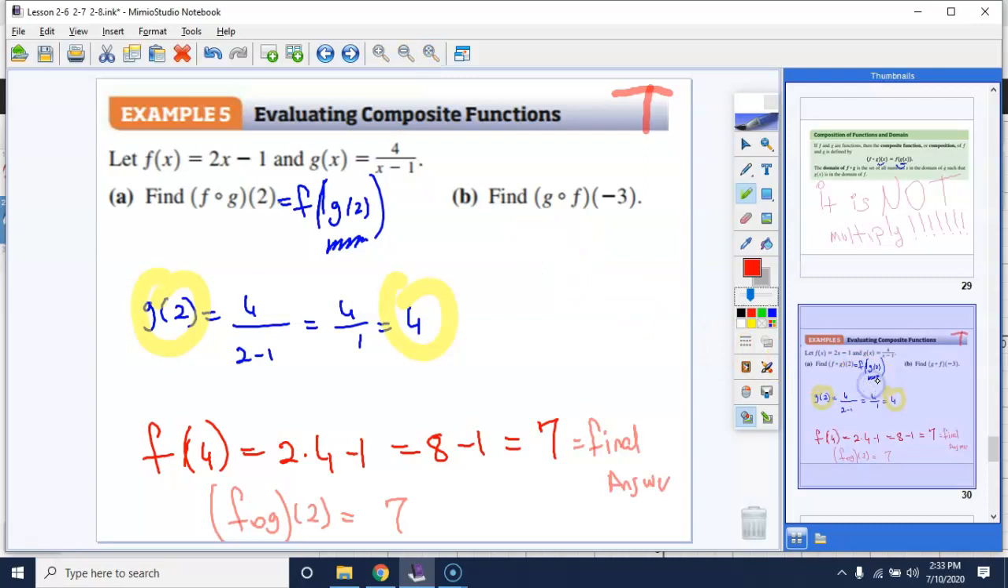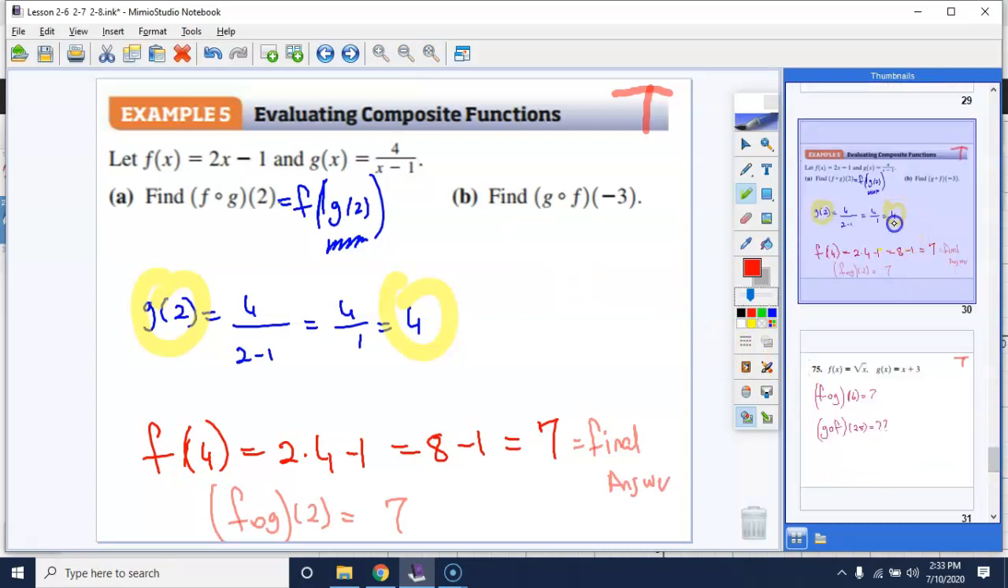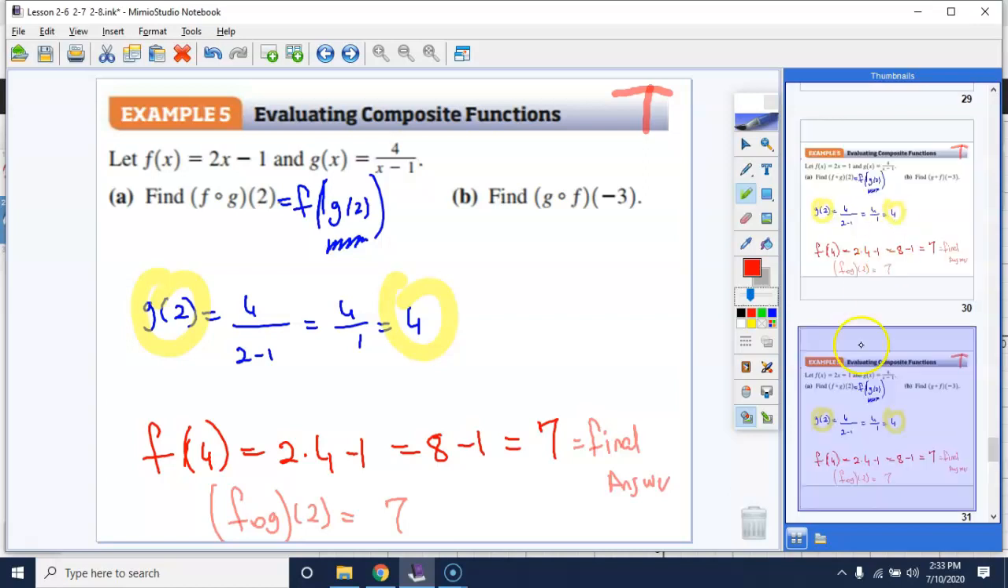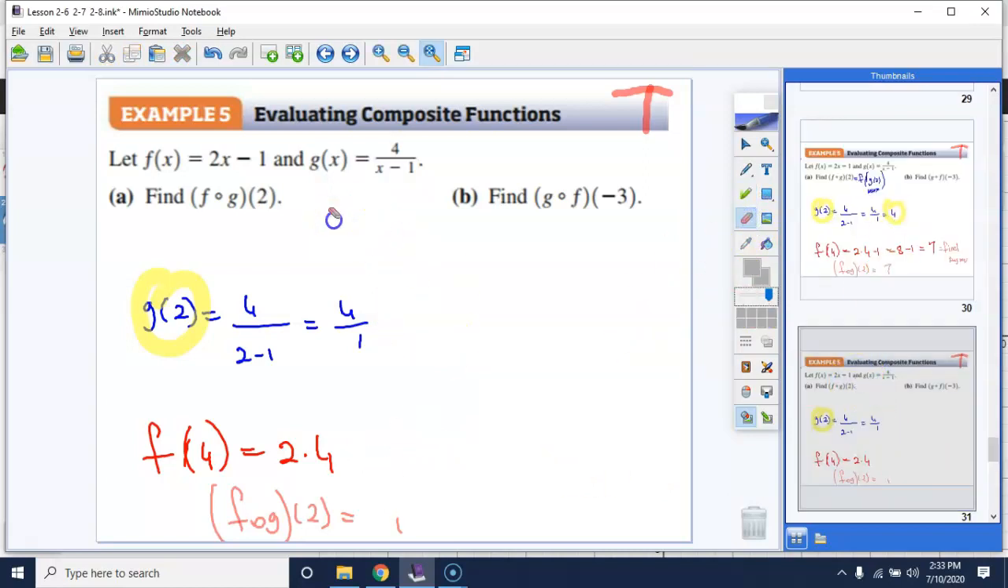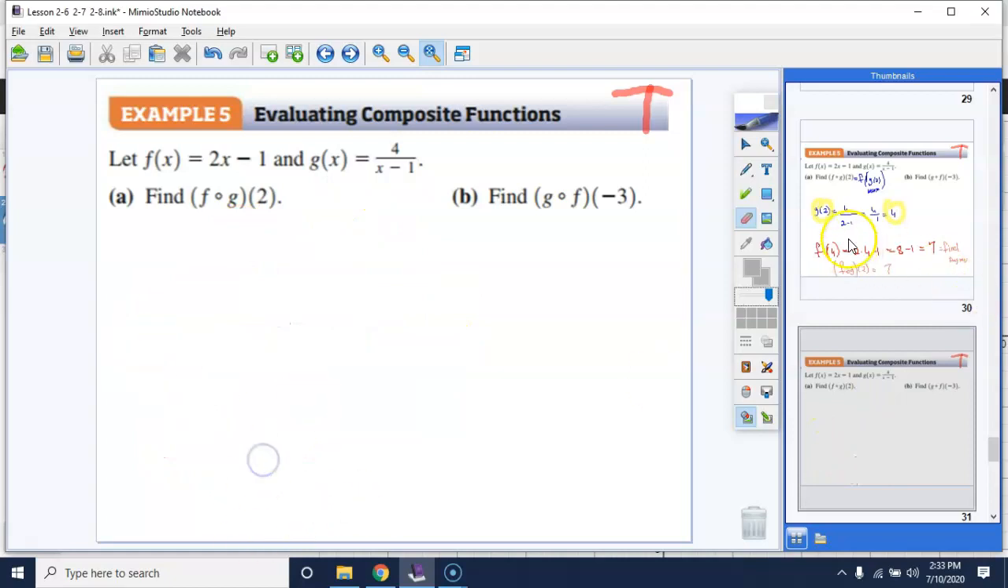Okay, let's have a look at B right now. Let's see how we do that one. Let me copy paste and erase this work here, so you can see this work up here. So let me work on B here. As instructed, I'm going to take this one and go to this function first. So it should look like this, g of f of negative 3. First of all, I should evaluate f of negative 3.